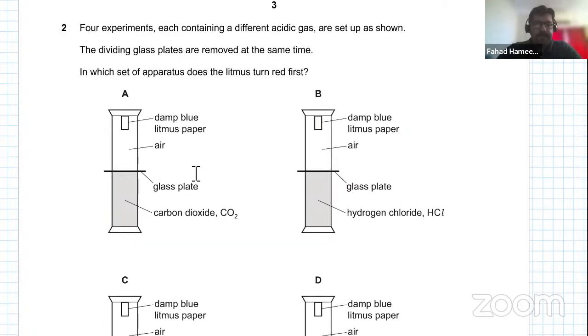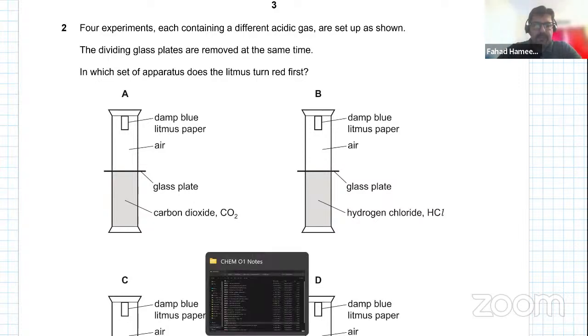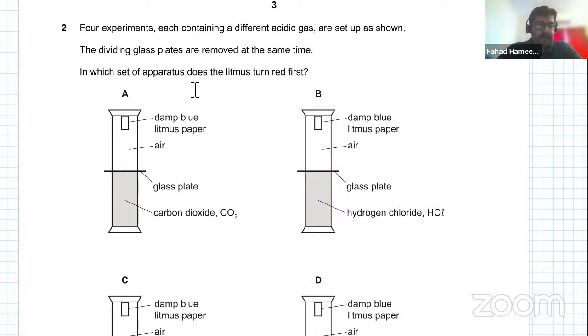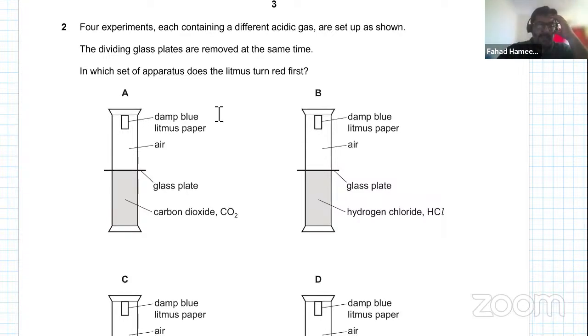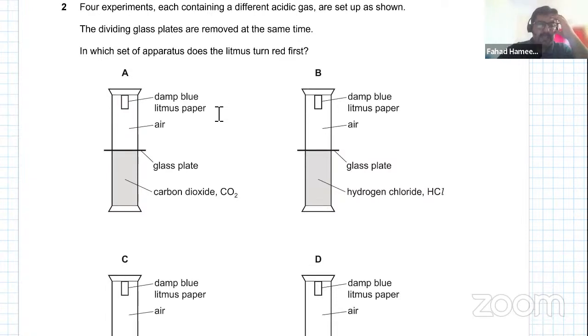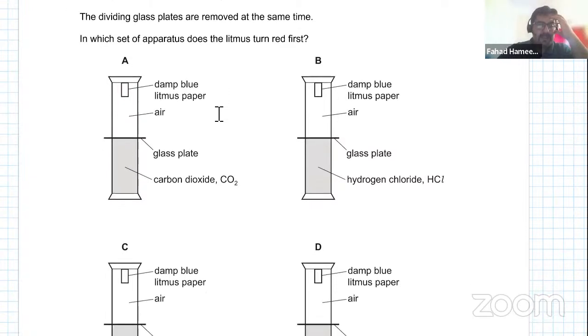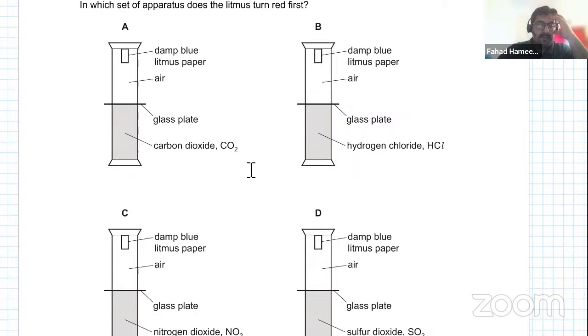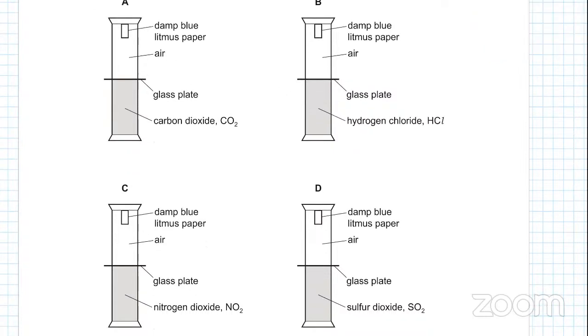I say this one you're given. You're given four containers, so four experiments, each containing a different acidic gas, set up as shown. The dividing glass plates are removed at the same time. In which set of apparatus does the litmus turn red first? Where the litmus paper is at the top?